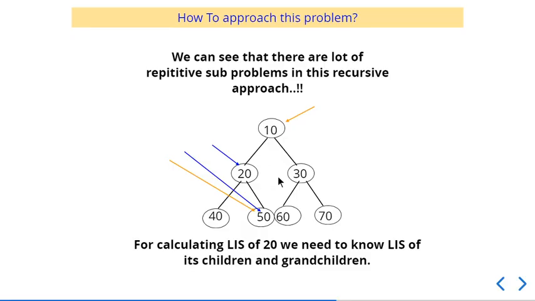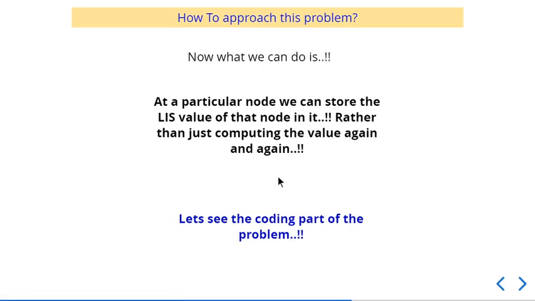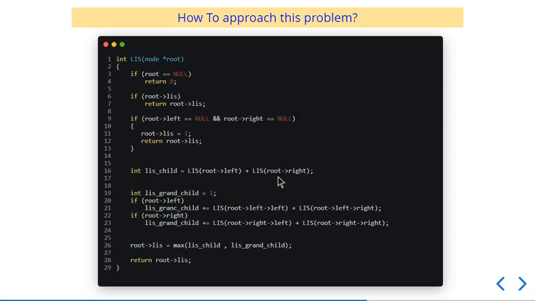Why call the same thing again and again? Rather we can store it at a single point of time and then return it whenever that particular thing is called next time. So this is the idea behind DP. So let us see how we can do this in a DP approach for this particular problem. This is the solution for this LIS.